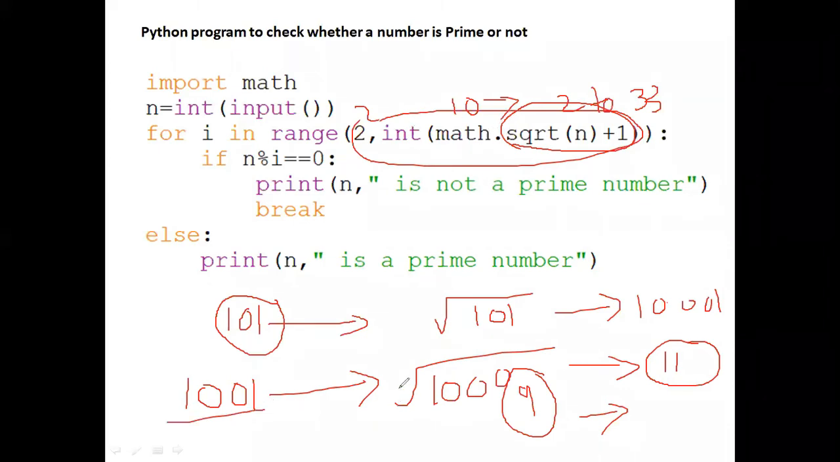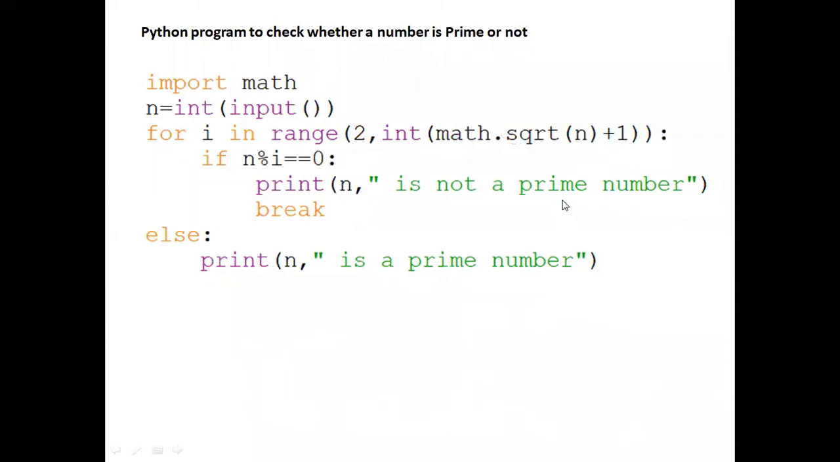For 1001, in the previous program, we enter into this block 999 times. But now you can reduce that to 2 to 33 times. Okay, so this is how we can reduce the execution time. The same program we can execute with the help of the SQRT function.